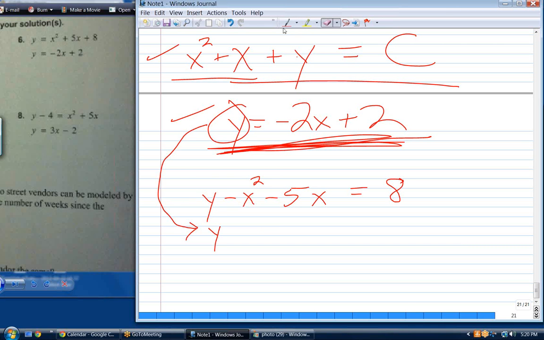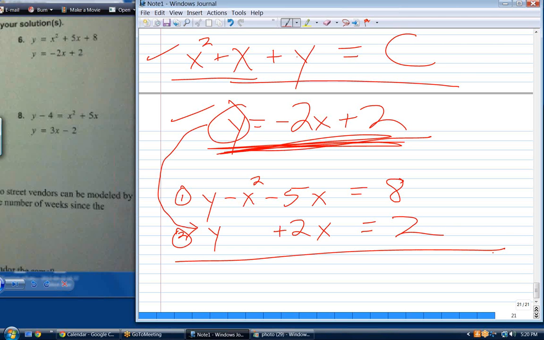So this is equation number 1. Now we need equation number 2, but we need it in the right format. So I'm going to add 2x to both sides. The 2 is still over on the right. Okay? You with me? Yeah. Okay. Now I'm going to eliminate a variable.